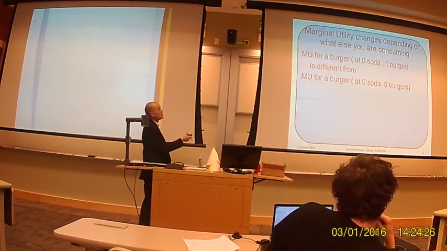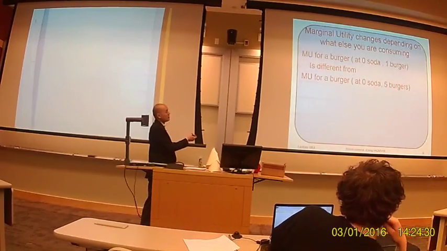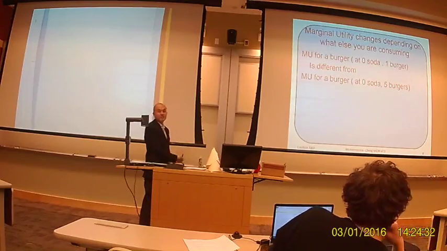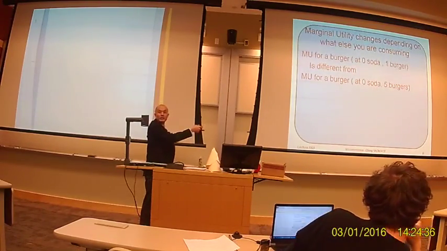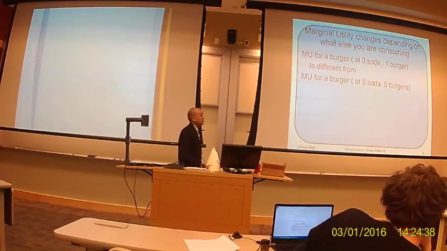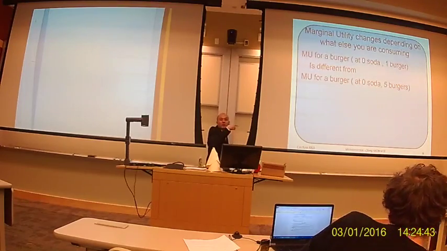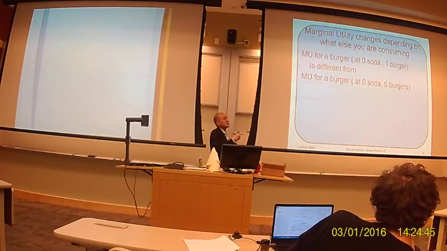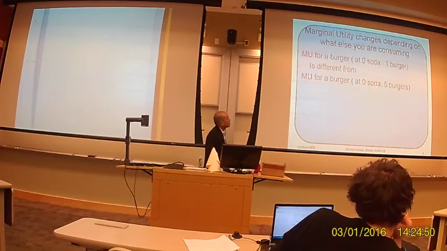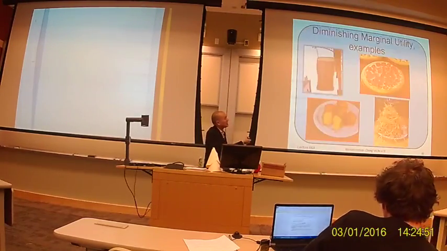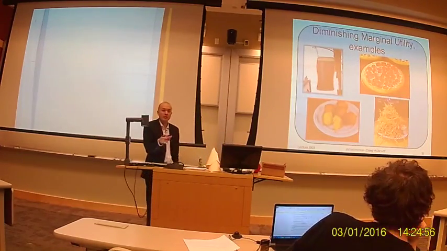My marginal utility for burger at 0 sodas and 1 burger is going to be different than my marginal utility for burger at 0 sodas and 5 burgers. In this case, I would expect this to be lower because of diminishing marginal utility. Marginal utility is going to be smaller going from 5 to 6. The change in utility is going to be smaller going from 5 to 6 than from 1 to 2. And that's diminishing marginal utility. So those are the pictures I showed you before.